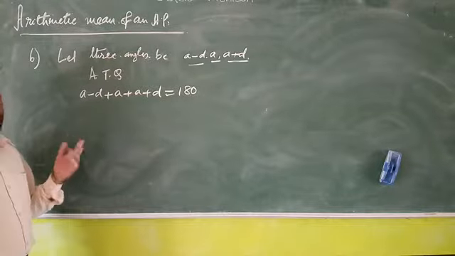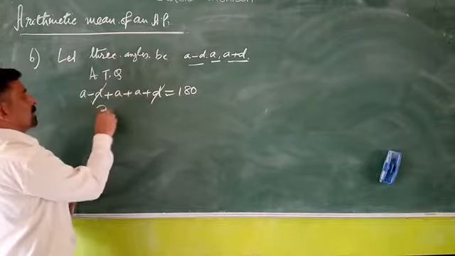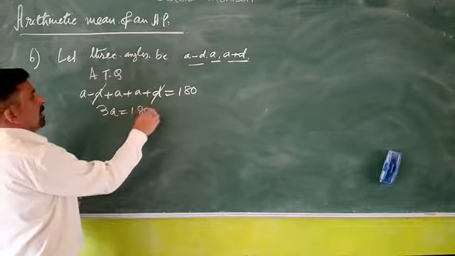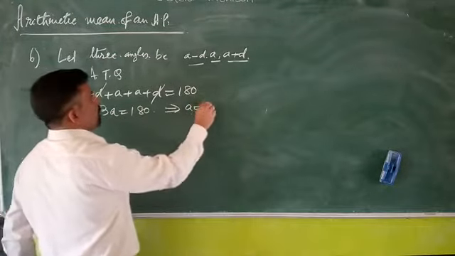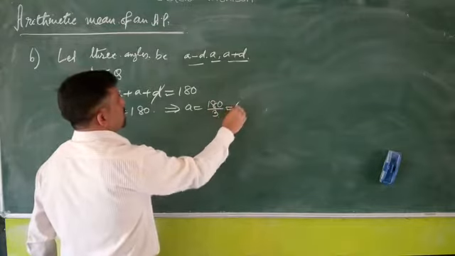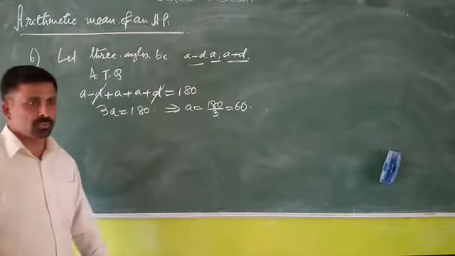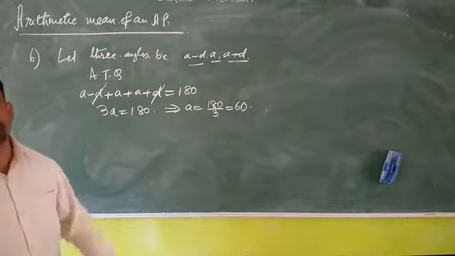After this, I'll simplify and see what I can find. D cancels, A plus A plus A, 3A is equal to 180, and therefore A is equal to 180 divided by 3, which is 60. Am I right? Yes, sir. So we got the value of A.